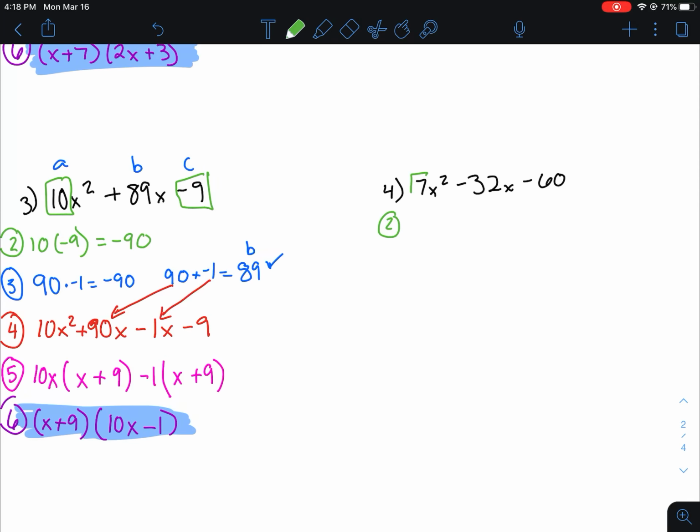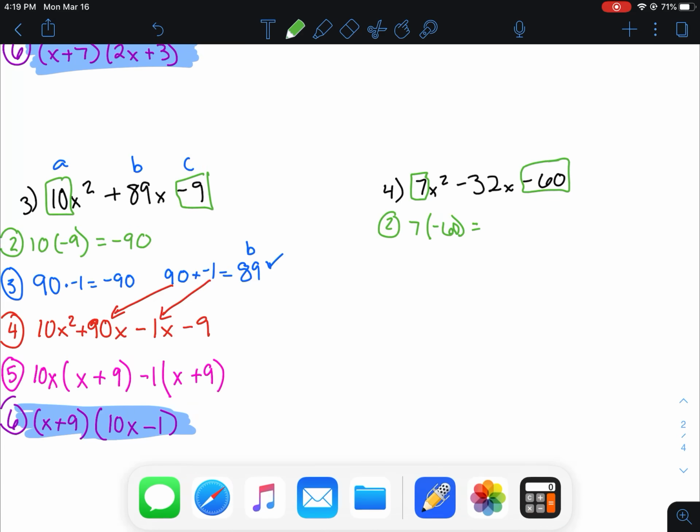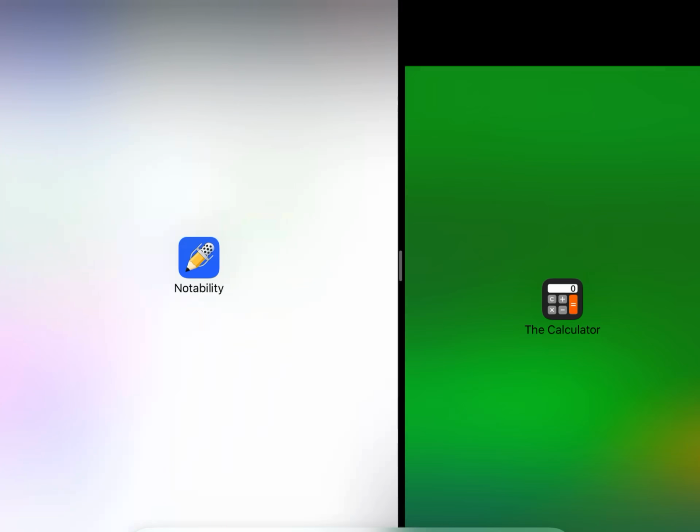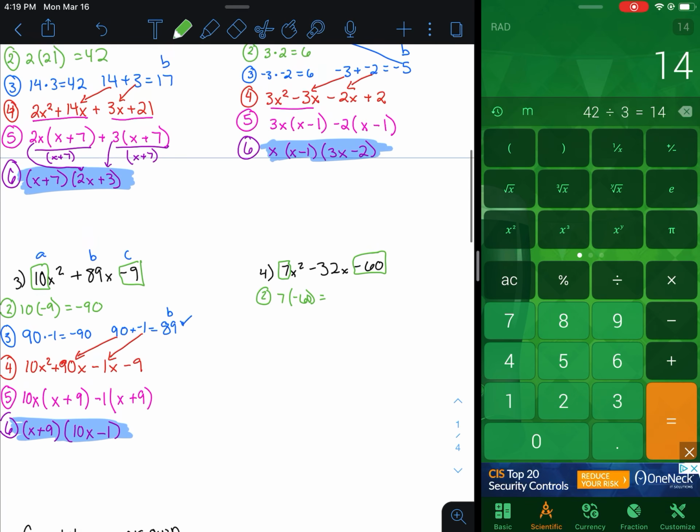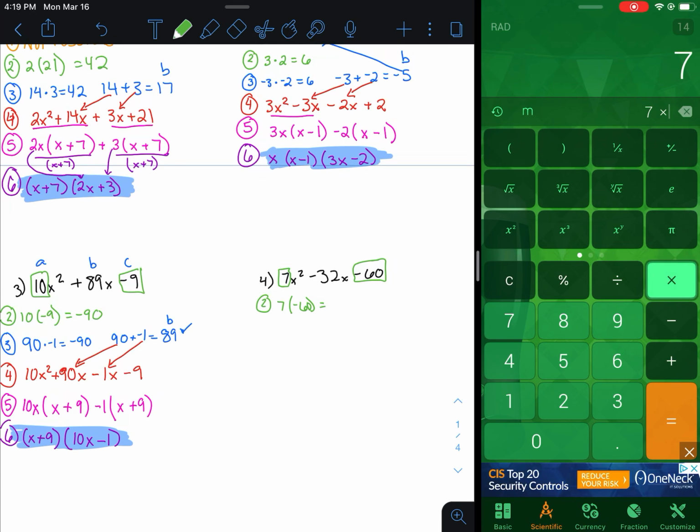Step number 2 says take your values and multiply them by each other. So 7 times negative 60. Oops, I forgot the 0 there. There we go, 7 times negative 60. So we'll put that in our calculator, just so that you know I did do it right. All right, so we have 7 times 60, and that is going to be a negative 60, so we get negative 420. All right, massive number.